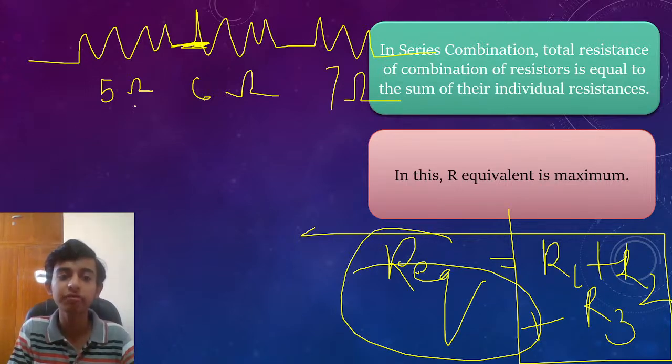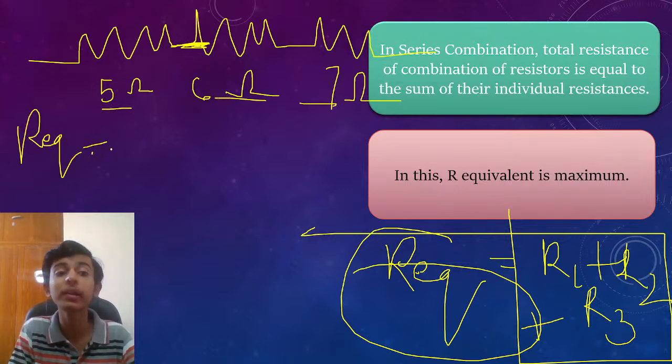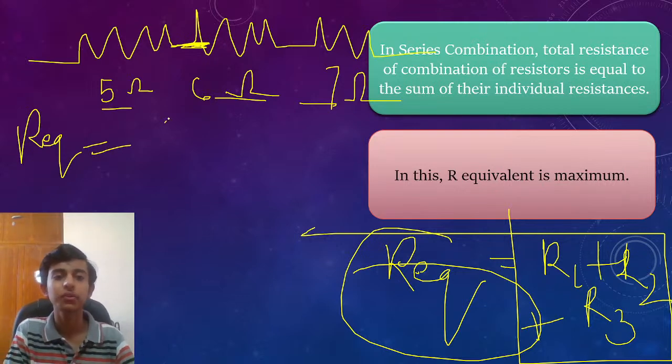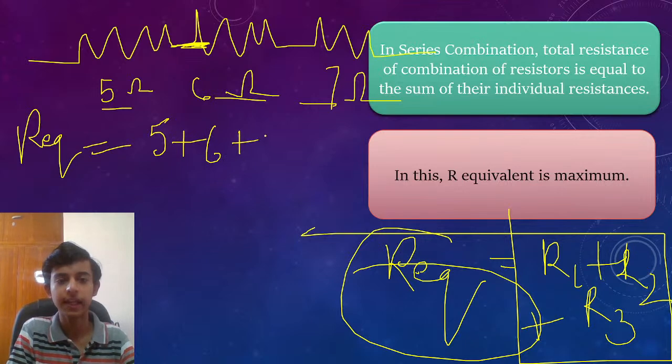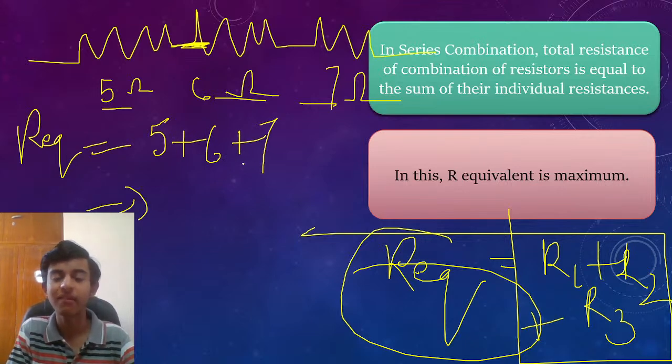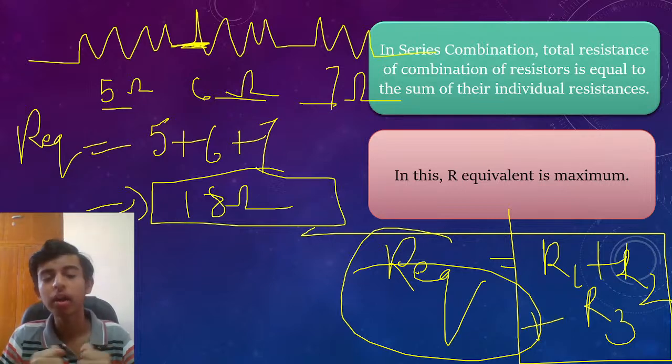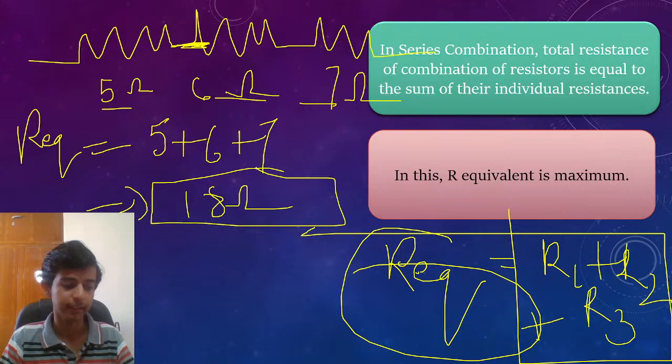So you are able to see, if I want to find the equivalent resistance, that is your Req, or the total resistance, what will I do? I will add all the resistances. So I am going to add 5, 6 and 7. That will give me 7 plus 6, 13. And 13 plus 5, 18 ohm. So this is your equivalent resistance, or you can say the total resistance.